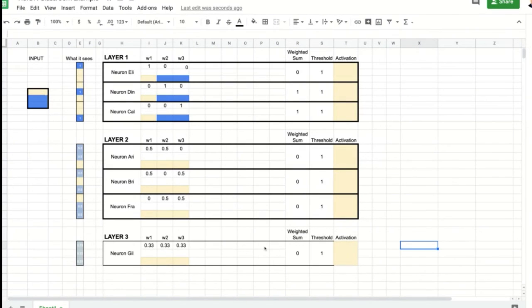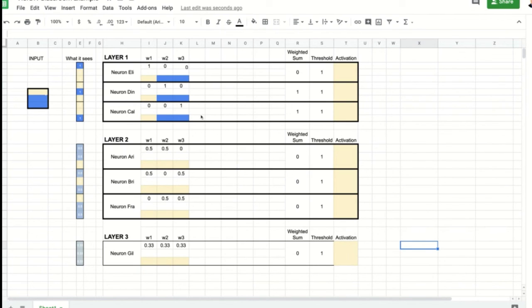And so what we're going to do is go back through the network and say, of the people that Gil is looking at, did anyone actually activate? And if so, then we should bump them up. But we look and say, no, none of them activated. So Gil is looking at Fra, Bree, and Ari, and they're all turned off. Okay? And now let's look at Ari. Who was Ari paying attention to? Ari was paying attention to Eli and Din, but neither of them fired, so we don't want to do anything there. And the same is true for Bree and for Fra.